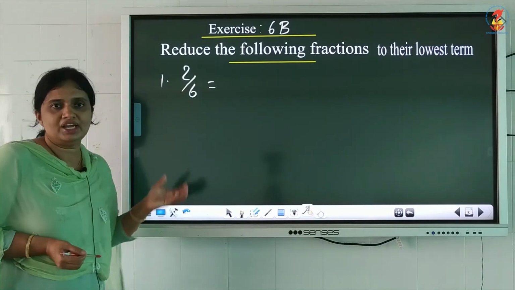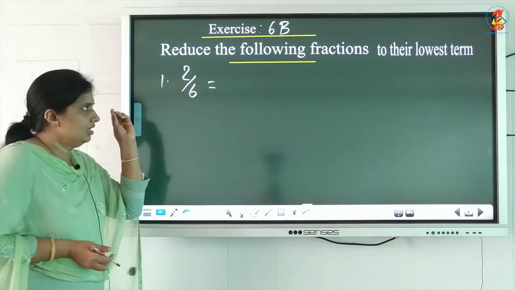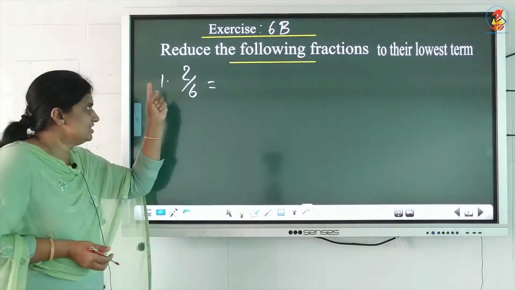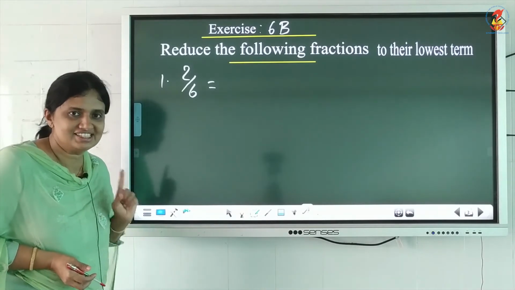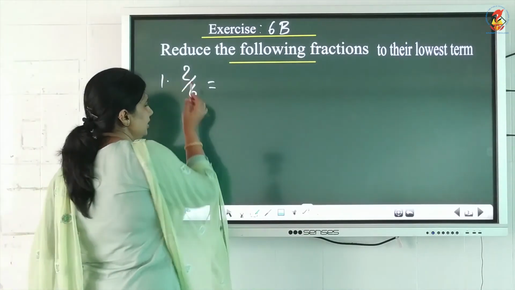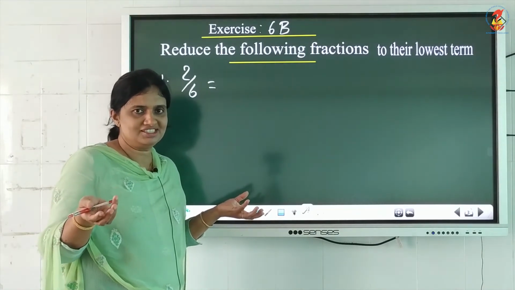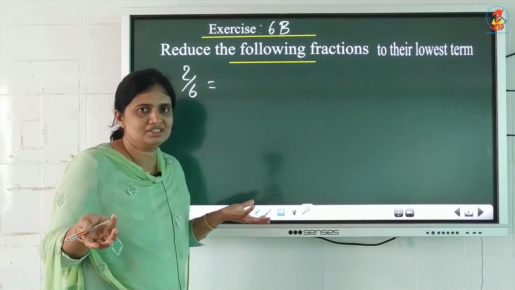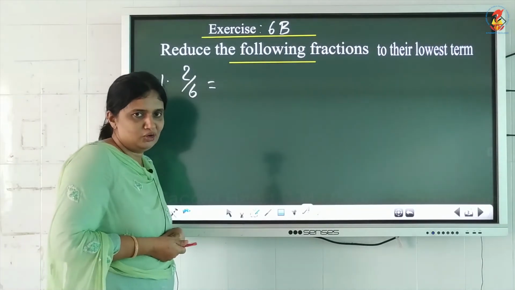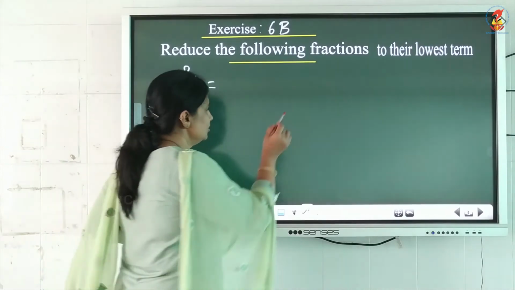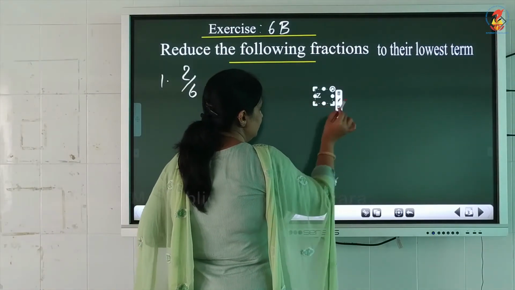Reduce the following fractions into the lowest term. I told you how you can get the lowest term. First we need to find the HCF. For finding HCF I need two numbers, right? How can I get two numbers? One is from the numerator and the other one is from the denominator. Did you remember that HCF? I will show you like this. 2 by 6. HCF of 2 and 6 is what?